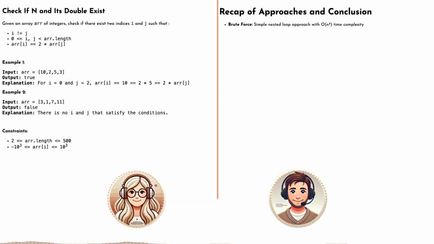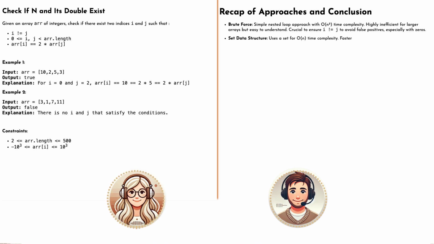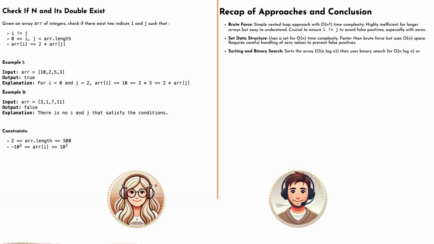Exactly. And that wraps up our discussion of the different approaches to solve the check if n and its double exists problem. We covered brute force set lookup, sorting with binary search, and the frequency hash map.